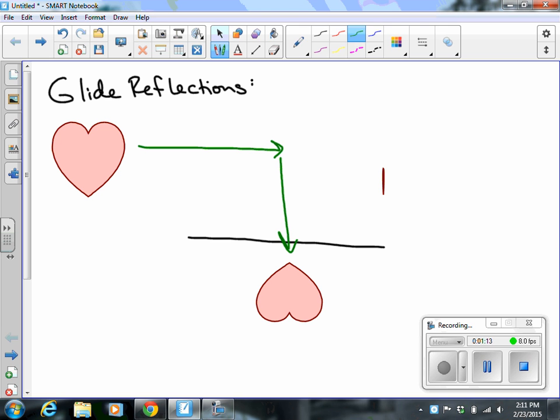So it's really a combination of two different transformations. It's a special case though that we have a special name for it. So basically what's going to happen is you're going to slide the object and then reflect it over your line.